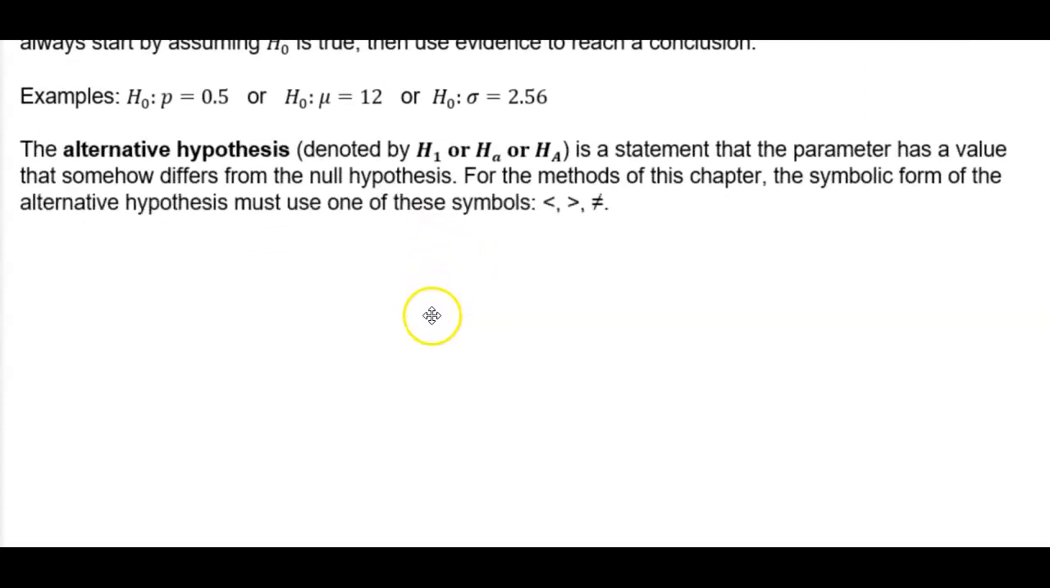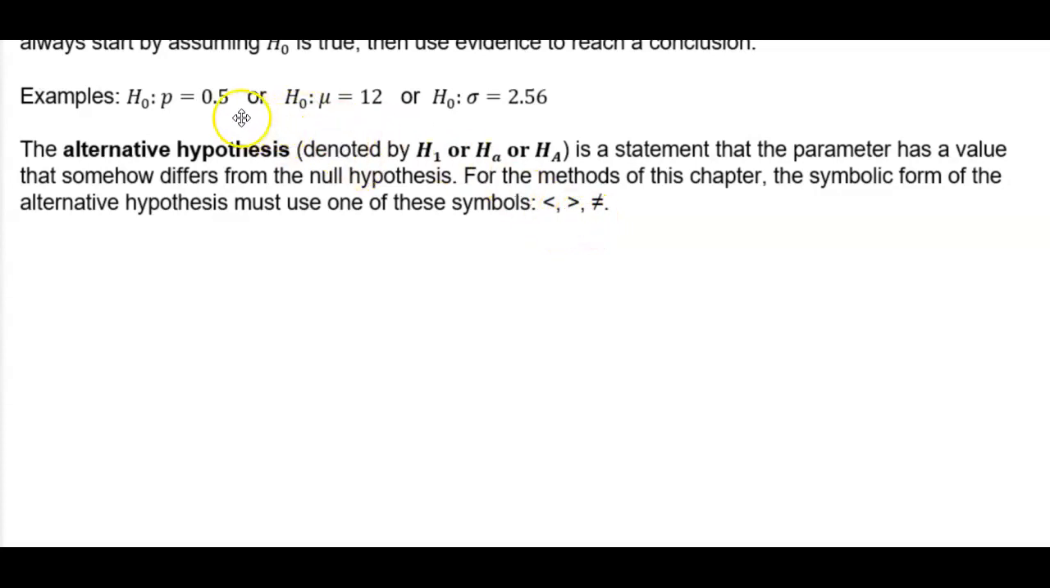Next, we have the alternative hypothesis, which is denoted by capital H with the subscript of 1, or capital H with the subscript of lowercase a, or capital H with the subscript of capital A. For this course, you'll see H subscript 1, but these other forms may be used in other courses. This is a statement that the parameter has a value that somehow differs from the null hypothesis. For the methods of this chapter, the symbolic form of the alternative hypothesis must use one of these symbols: less than, greater than, or not equal to.